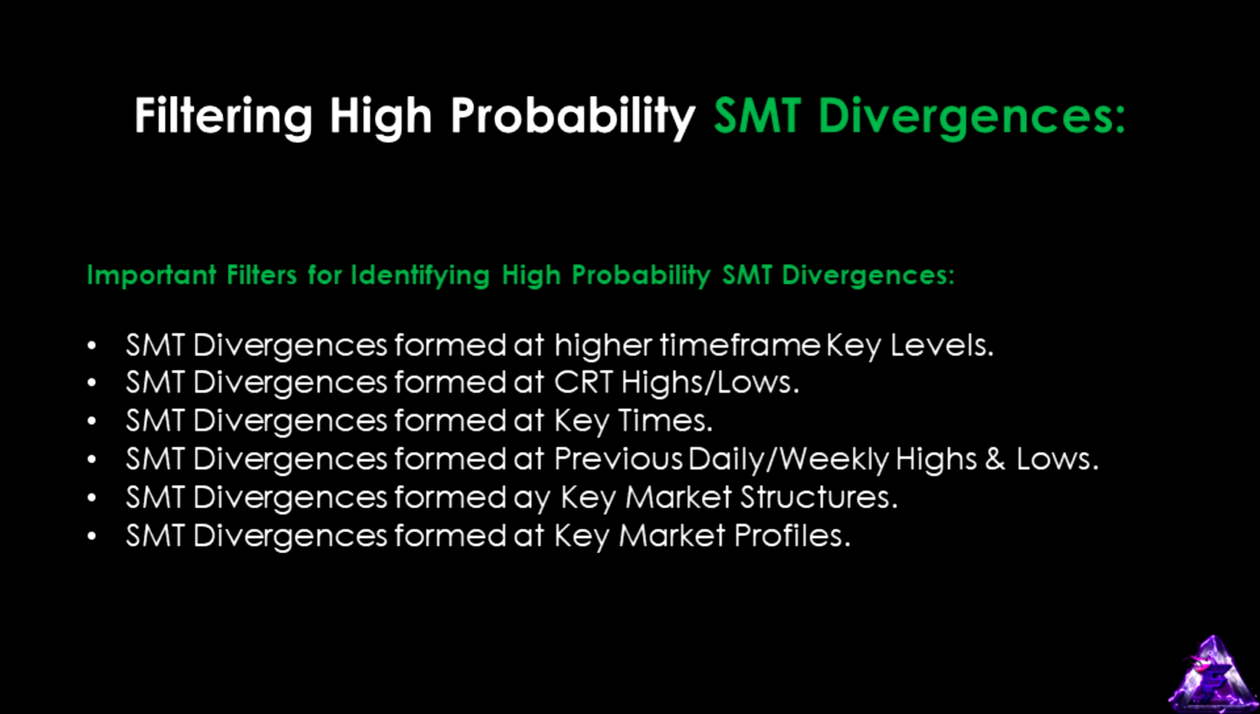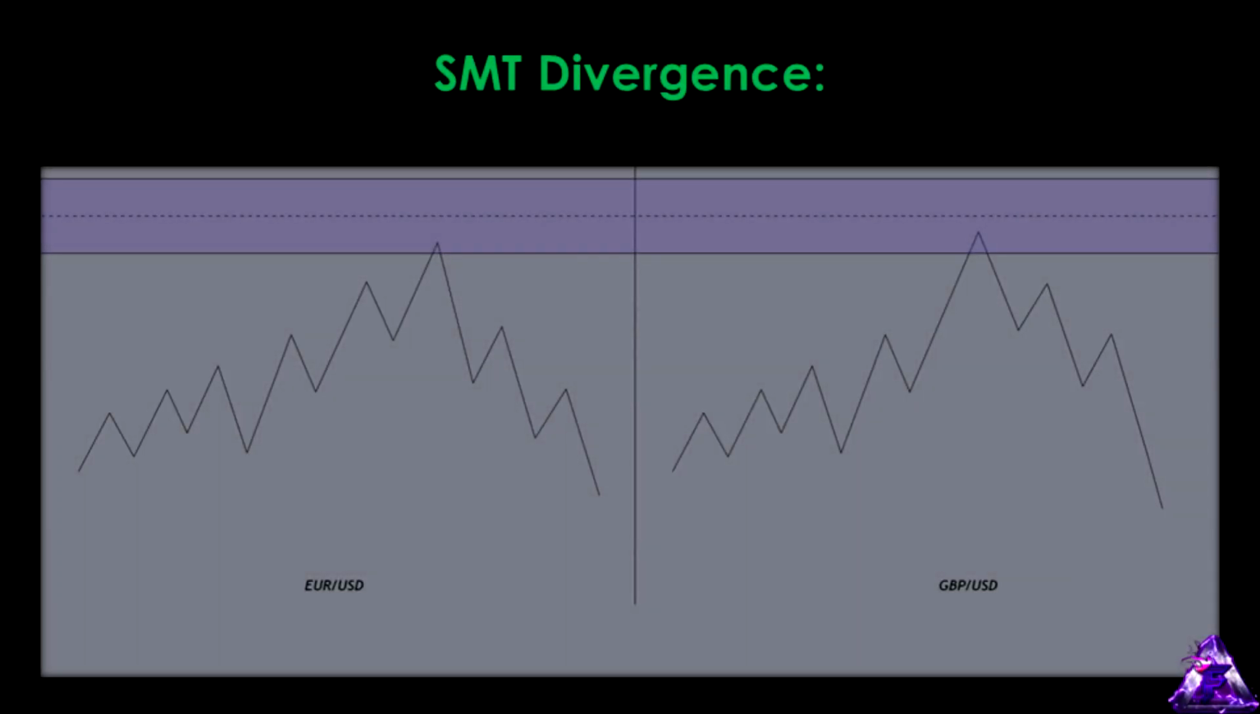In summary, these are the most important filters for identifying SMT divergences at key times and levels. If the SMT doesn't follow these filters or have these characteristics, you should avoid trading it. Now let's move on and look at some examples of SMT divergences. These examples will help you understand the concept even more.